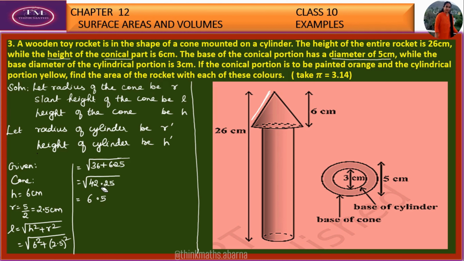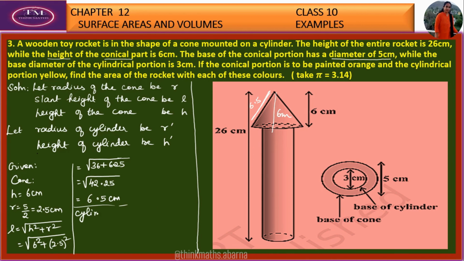5 square is 25. Write 5, and put the corresponding decimal. Now for the number 42, we have to find a number whose product with its consecutive number is 42, and we take the smallest number. 6 sevens are 42. 6 is the smaller number, so write that number. So L is equal to 6.5 centimeter. We found the slant height L, which is 6.5, and the height is 6 centimeter. Okay children, now for the cylinder.